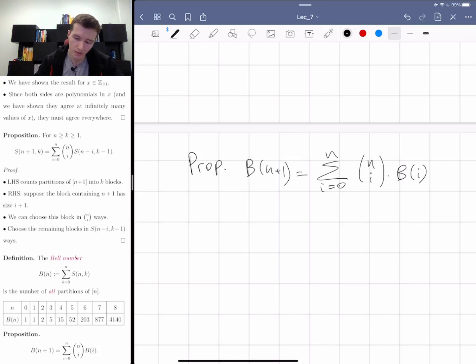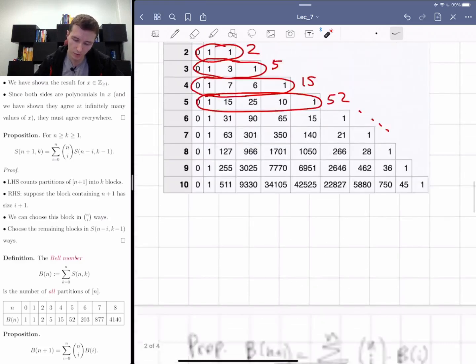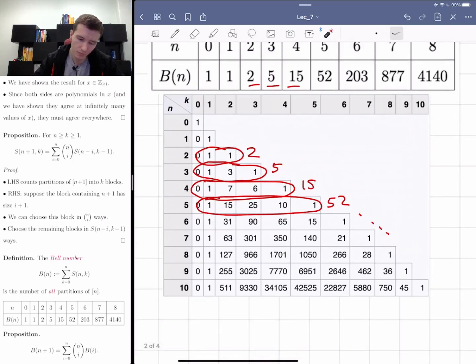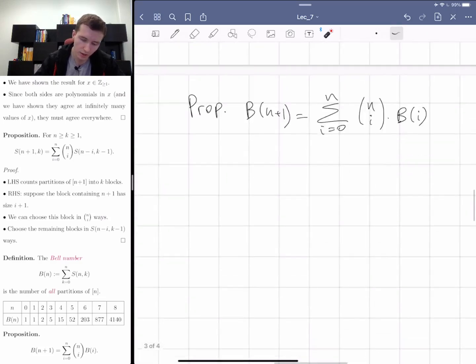So I mean, this is a very nice recurrence. You can compute the next number in terms of the previous ones, and the coefficients are just the binomial coefficients. So should I try an example? Let me try an example. So let's say n is equal to 4. Is that all right? Yeah, let's say 4.